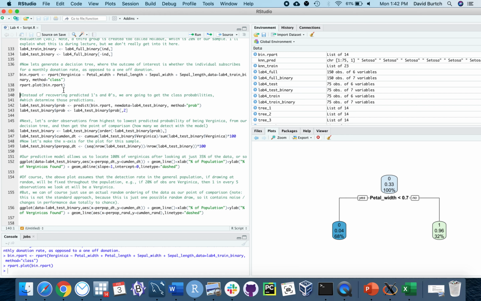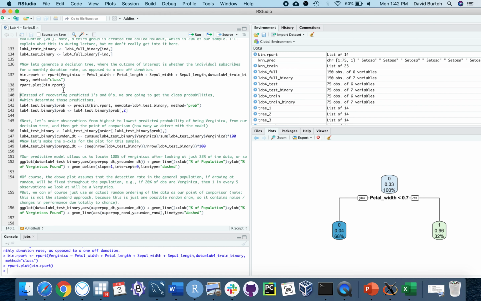Now the thing I want to do, with this model I've just built, is build a lift chart. We're going to build it based on the test data set, the holdout data. The first thing I need to do is figure out measures of the rate at which I detect Virginica species if I rank order observations in the data based on the class probability prediction from my decision tree. So I want to start off focusing on the ones that my model is very confident are Virginica flowers.